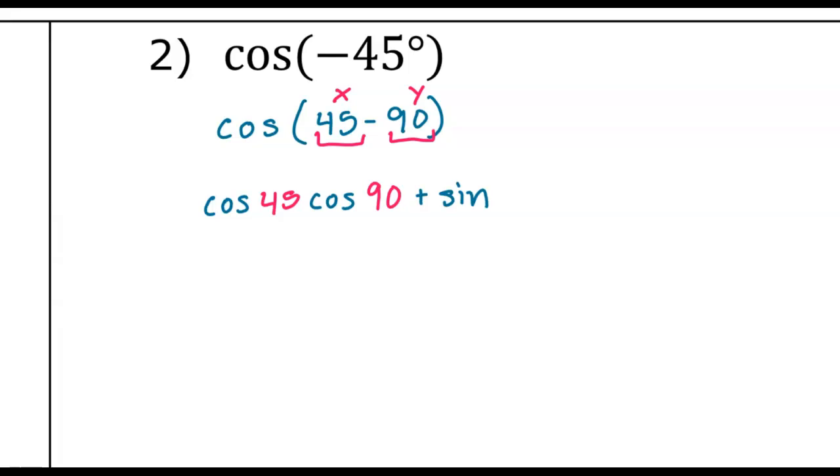So yes, you guys got the right answer. Now, to finish this off, just really quickly, we had sine of 45 times sine of 90. And in the end, you guys got square root 2 over 2.